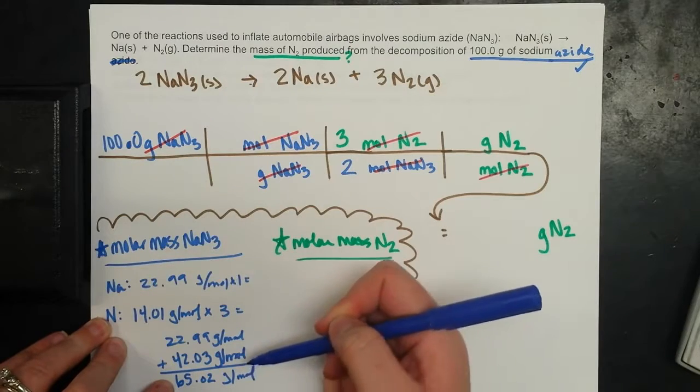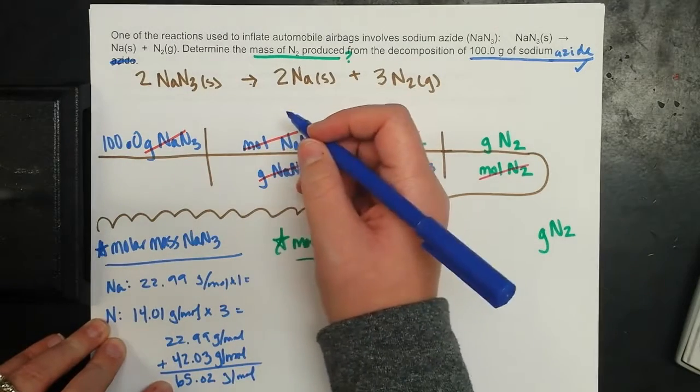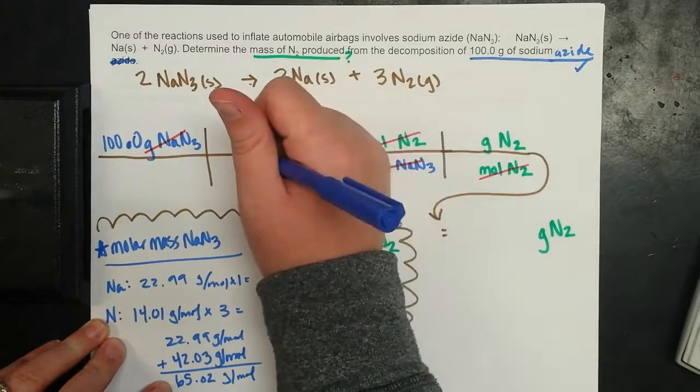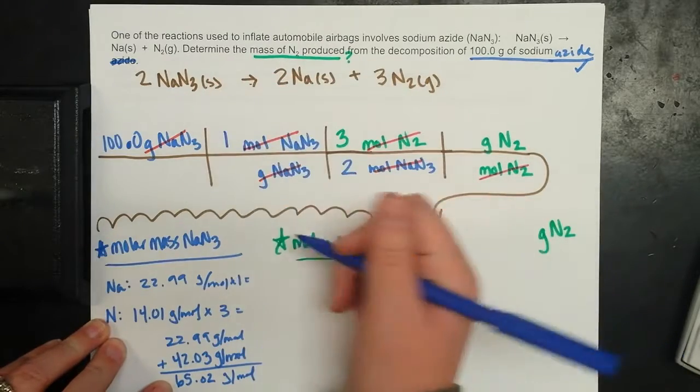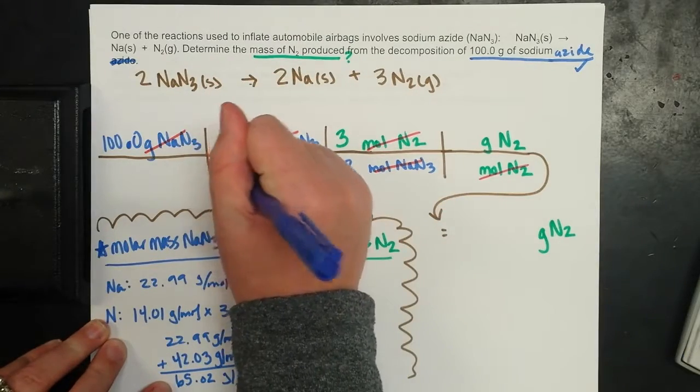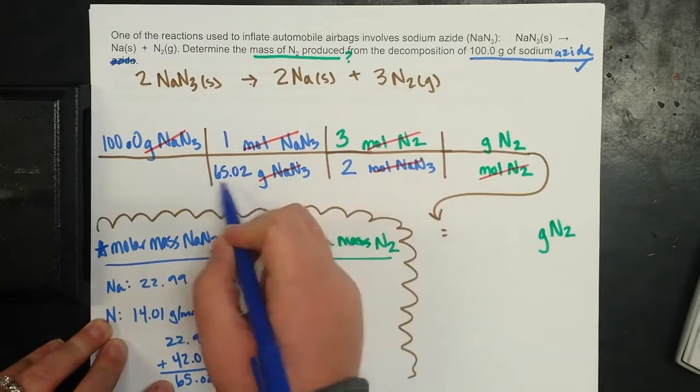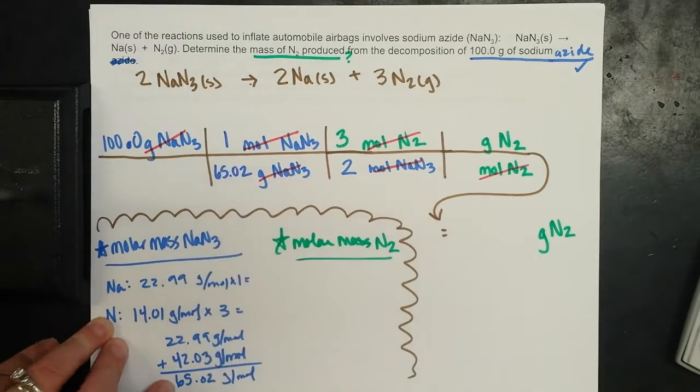meaning there's 65.02 grams of sodium azide for every mole of sodium azide. So I'm going to put this information right here up at the top. So every 1 mole of sodium azide weighs 65.02 grams, or 65.02 grams of sodium azide in 1 mole.